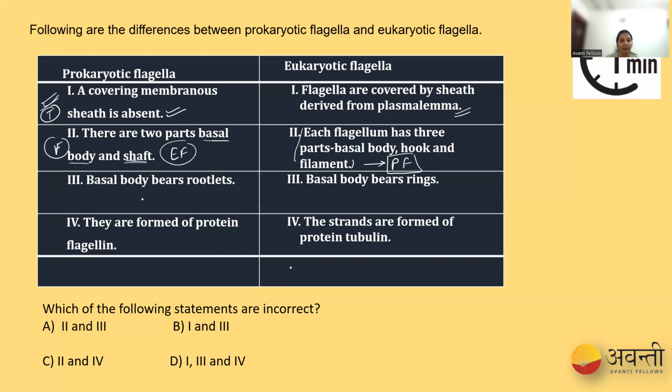Statement number 3 says the basal body bears rootlets in prokaryotic and rings in eukaryotic. Basal body bearing rings is a characteristic feature of the prokaryotic flagella, whereas the basal body bearing rootlets is a characteristic feature of the eukaryotic flagella. So this statement is also incorrect. So statement number 3 is also incorrect.